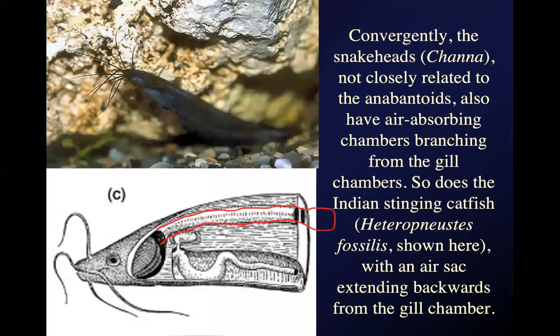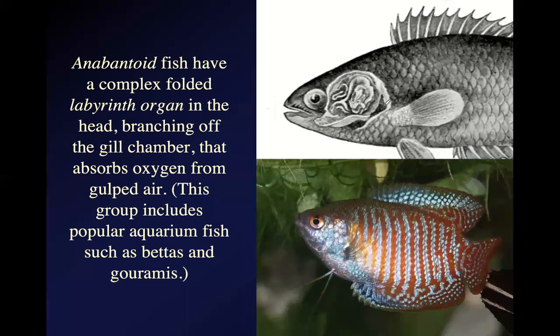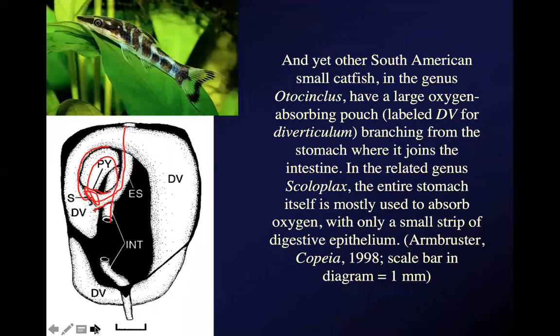Here, you're taking the gill chamber and just making part of it extend, making part of it grow bigger. Same thing with the anabantoids. You're just taking the gill chamber and expanding a portion of it and folding a portion of it. But in all of these cases that we've seen, you're building on something that's already there.